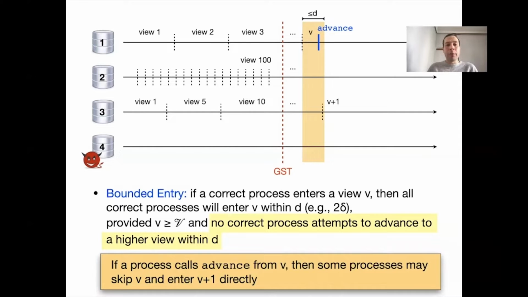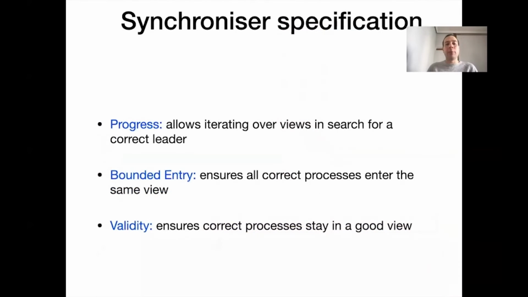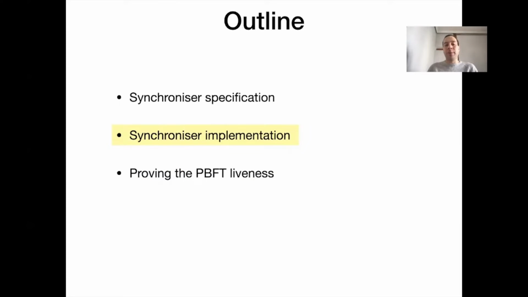Okay, so these are the properties. To summarize, progress allows iterating over views in search for a correct leader. Bounded entry ensures that all correct processes enter the same view, and validity ensures that correct processes can stay in the good view for as long as they're happy with it. And so I will shortly explain to you how these properties are used to prove liveness of state machine replication protocols, but first let me tell you how they're implemented.